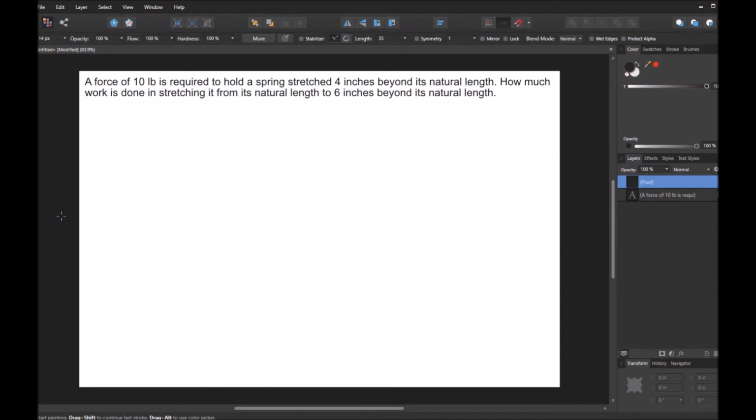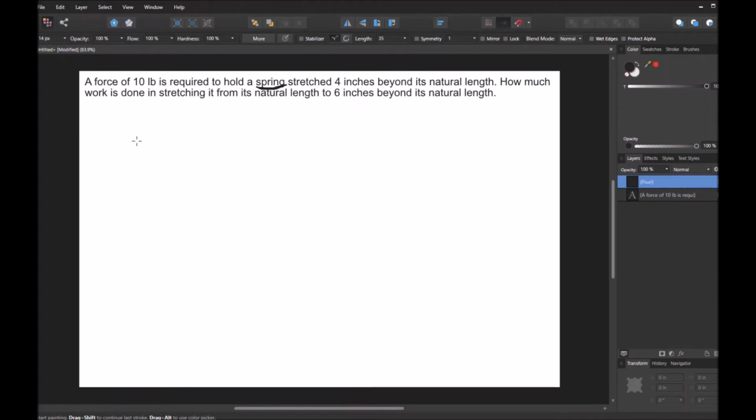Okay, so in this next question we are told that a force of 10 pounds is required to hold a spring stretched 4 inches beyond its natural length, and then we're asked how much work is done in stretching it from its natural length to 6 inches beyond its natural length. The first thing we want to notice is that it's talking about a spring, which means we want to be thinking about Hooke's law.